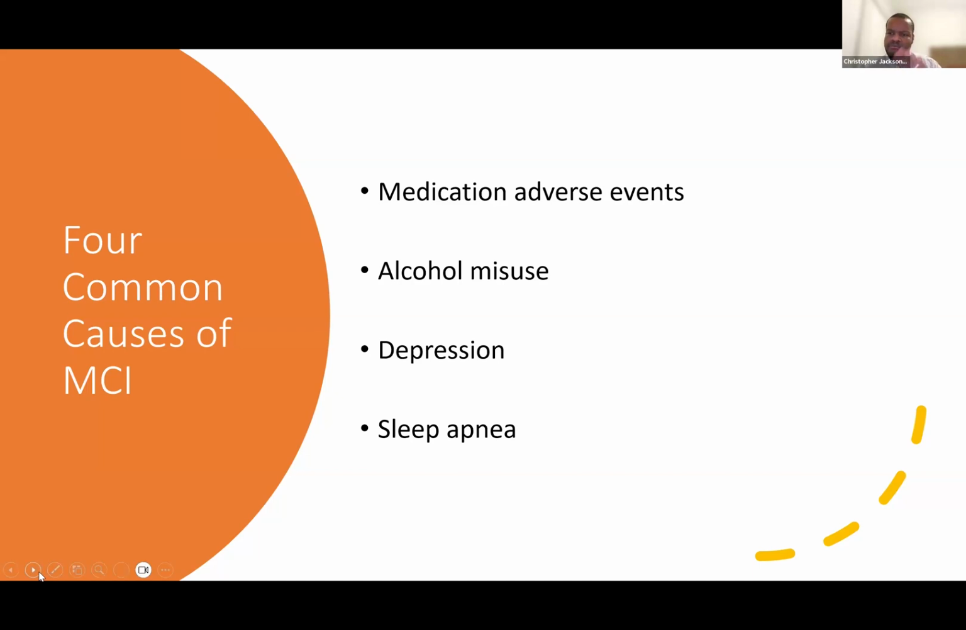So again, cognition, memory, testing, and level of impairment help you think through whether it's normal aging, mild cognitive impairment, or dementia. And if it is mild cognitive impairment, keep these 4 things in mind for the patient.